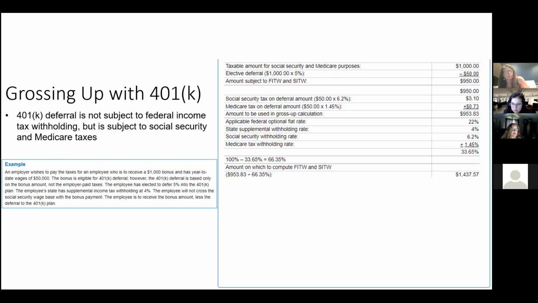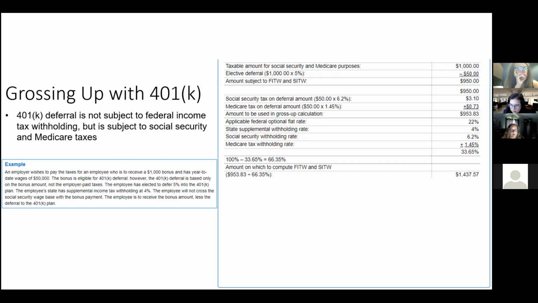So if we look at the Social Security tax on the deferral, because that $50 deferral is taxable for Social Security, we multiply $50 times 6.2% and get $3.10. Medicare, same idea. Multiply 50 times 1.45% and we get 73 cents. We add those 2 amounts to my $950, and I get $953.83. So that's the amount that we're going to use in our gross up calculation.